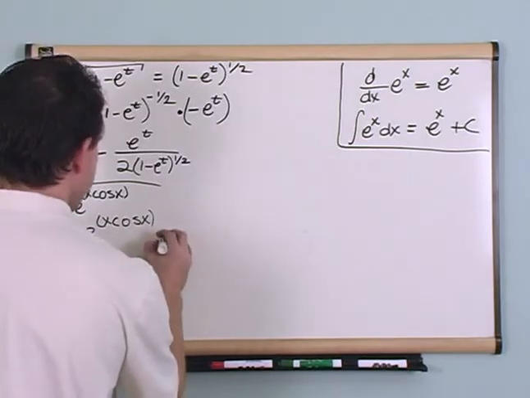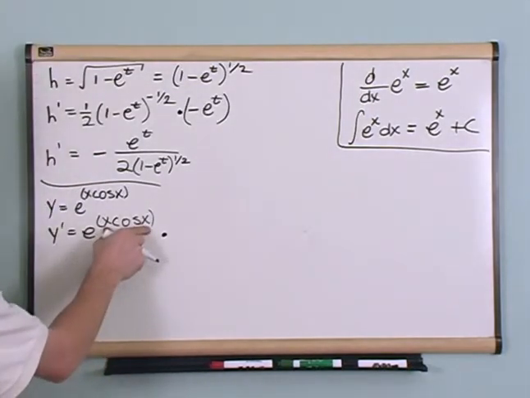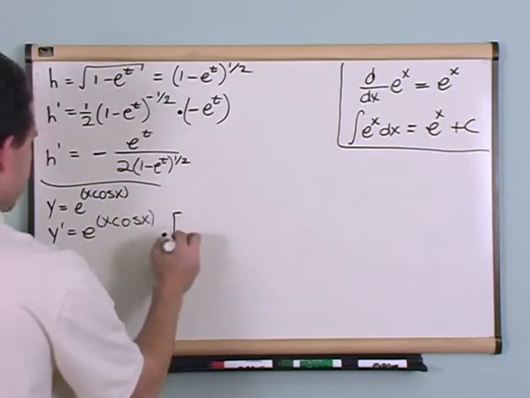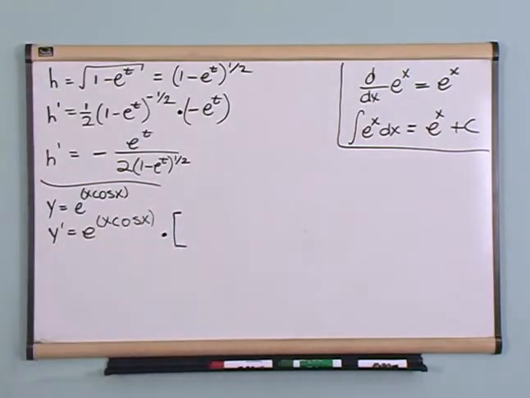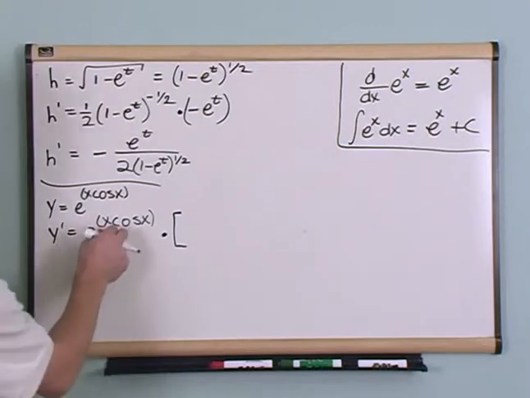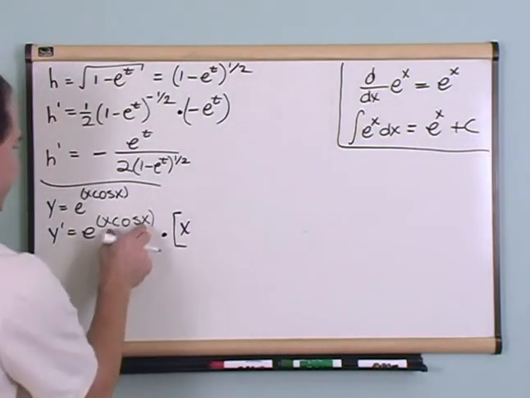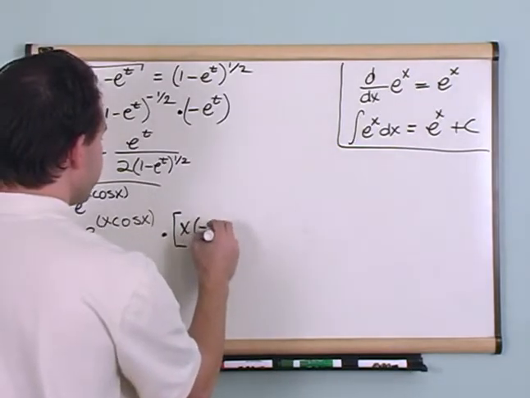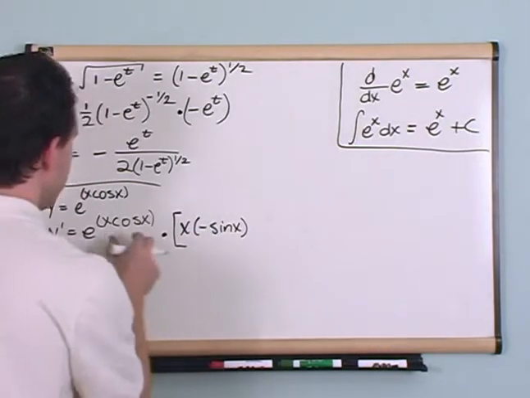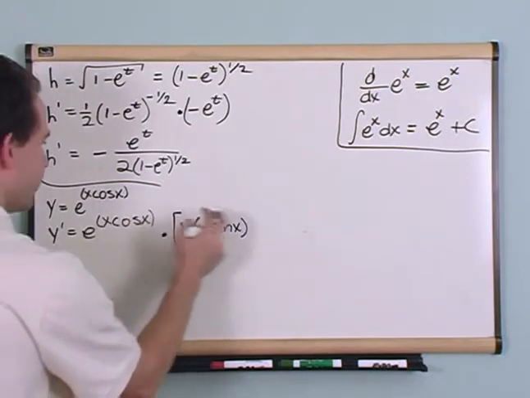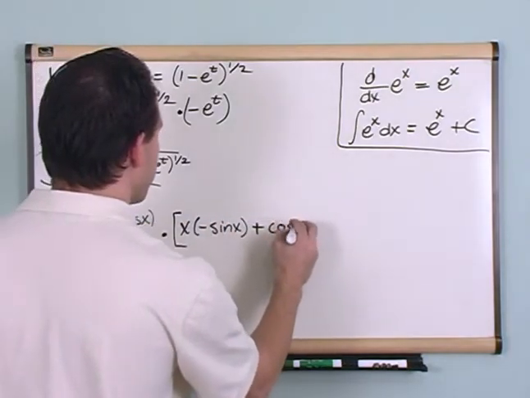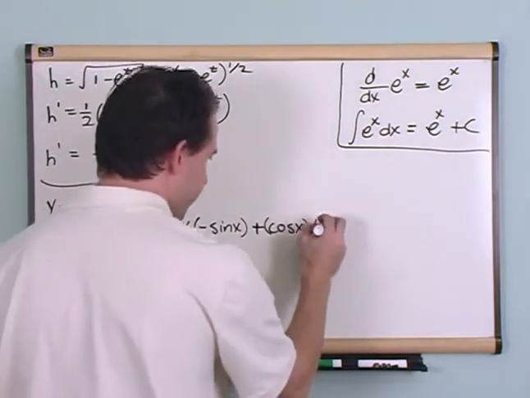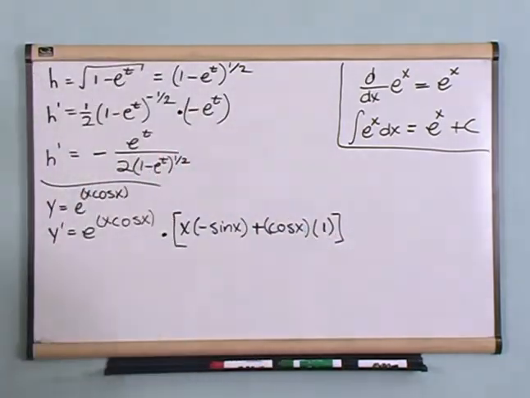But you can't stop there. You've got to multiply by the derivative of this exponent here, of the inside. It's x times cosine of x. So we're going to have to use that multiplication rule. So it's the first term times the derivative of the second term. Derivative of cosine, if you look back on your chart, is negative sine of x. First times derivative of the second plus the second times the derivative of the first term, which is just 1, like that.